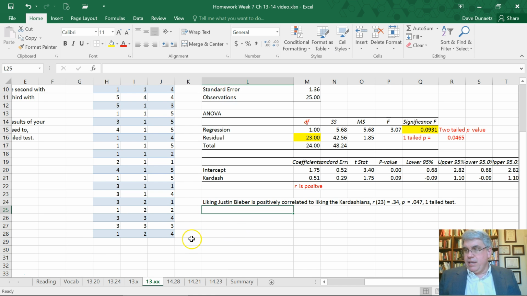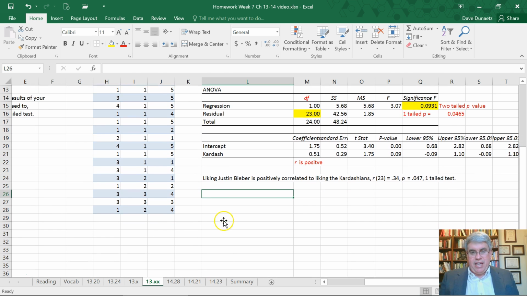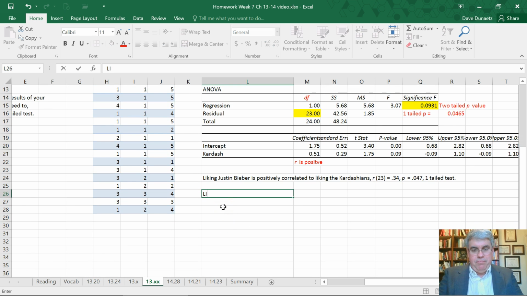Okay, now let's make our second hypothesis. This one's going to be about Justin Bieber and Star Wars. So I'm going to guess that liking Justin Bieber, hypothesis 2, I'll put that in bold.